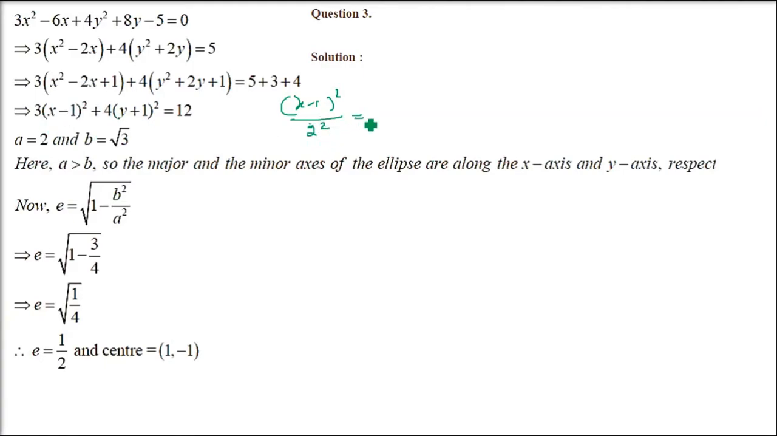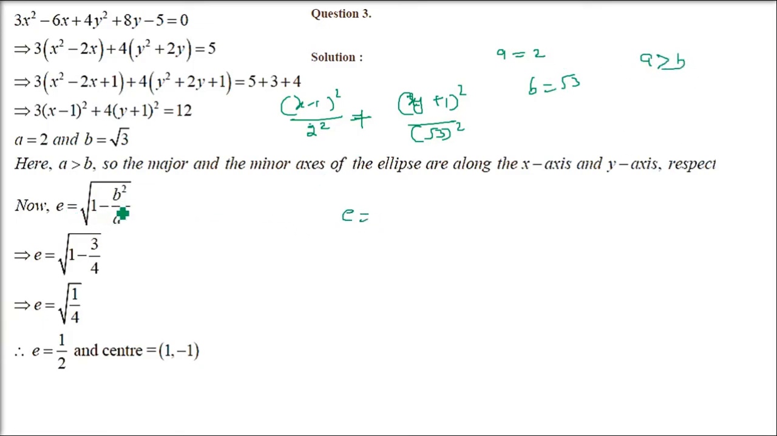That is 2 square plus (y plus 1) whole square by 4. 4 3s are 12, so by 3. So 3 square, it should come 3, so it should be root 3 whole square. A is 2 and B is root 3.